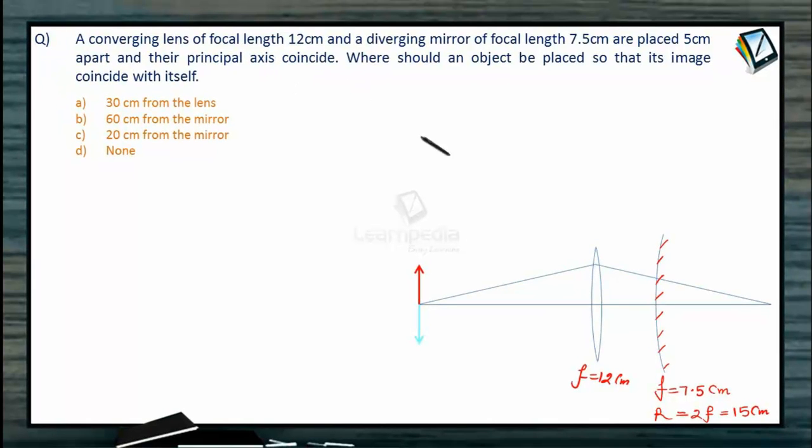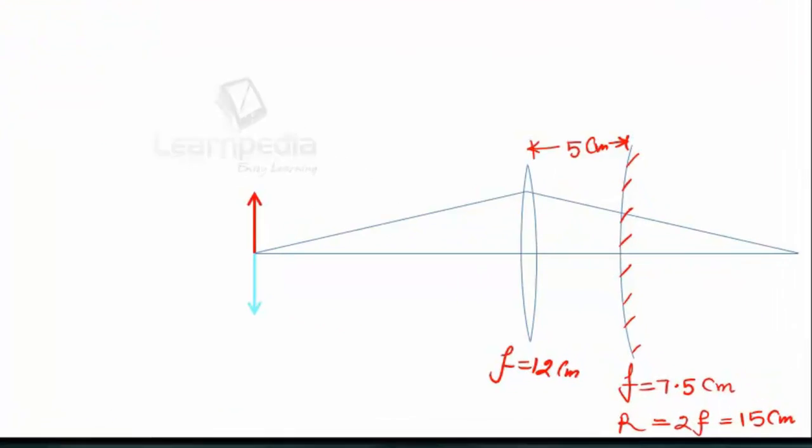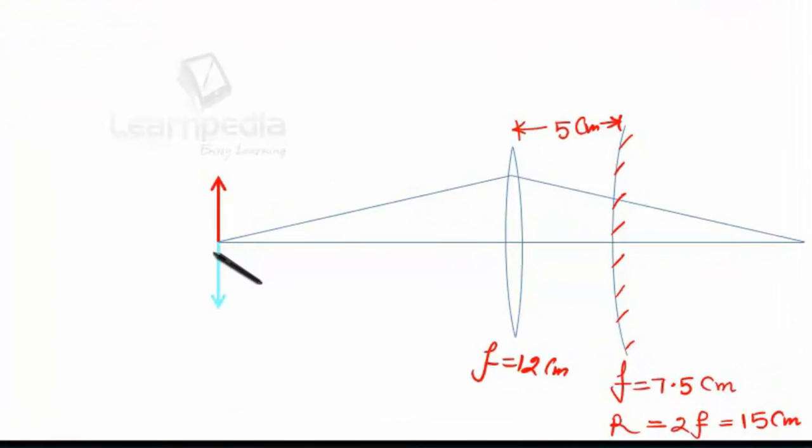So converging lens of focal length 12 centimeter and diverging mirror of focal length 7.5 centimeter are placed 5 centimeter apart. Distance between the two is given to be 5 centimeter, and their principal axis coincide as shown here in this diagram. So where should an object be placed so that its image coincides with itself? So we need the image of the object at the location of the object itself.